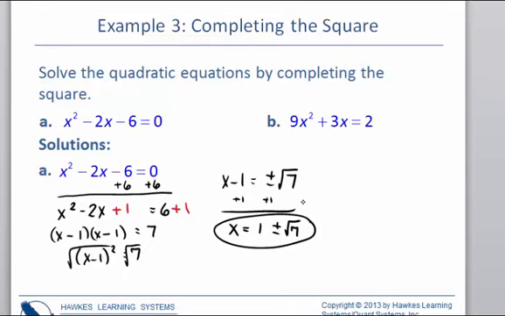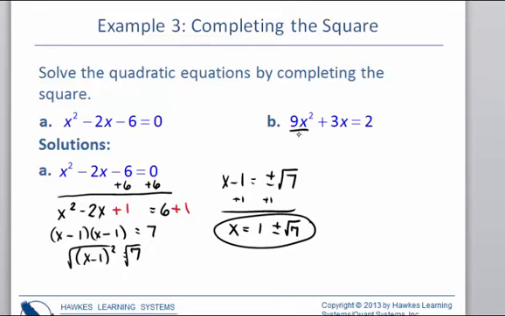Okay, so let's take a look at part B. Note that in part B, it is set up a little better in that the 2 has already been moved to the right-hand side. The problem reads 9x squared plus 3x equals 2. So we're done with step 1. Step 2 says to check and make sure that the number in front of the x squared is a positive 1. And so it's not in this case, and so we need to deal with that next.